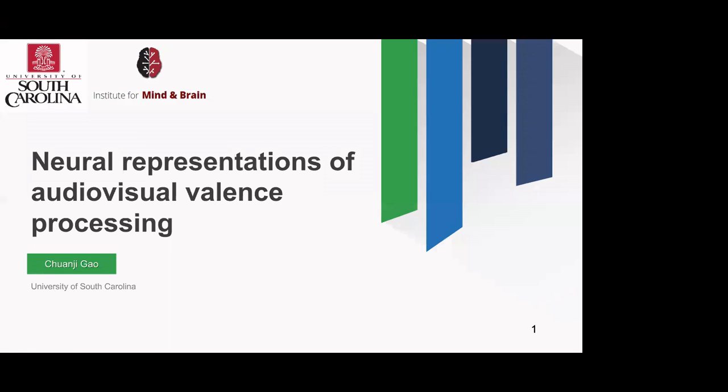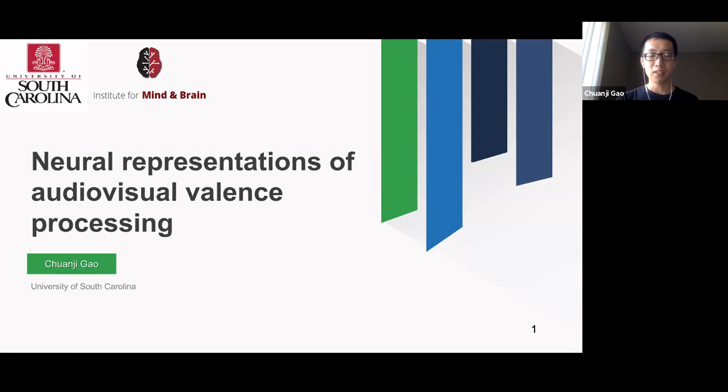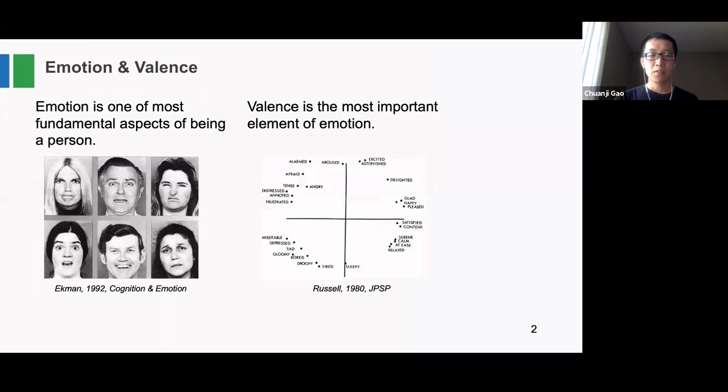So today I'm going to give you a little overview of some recent data and results that we have got about neural representations of valence from visual and auditory modalities. Whether we're happy, angry, sad, etc., emotion matters to us because emotions can inform us why things matter to us. So it's one of the most fundamental aspects of being a person.